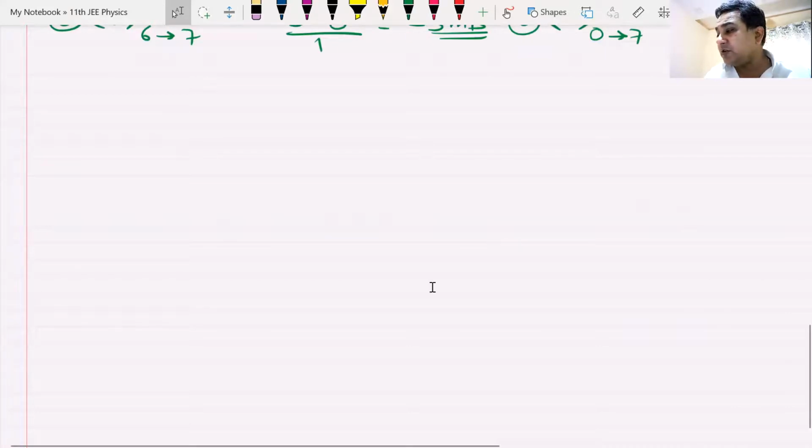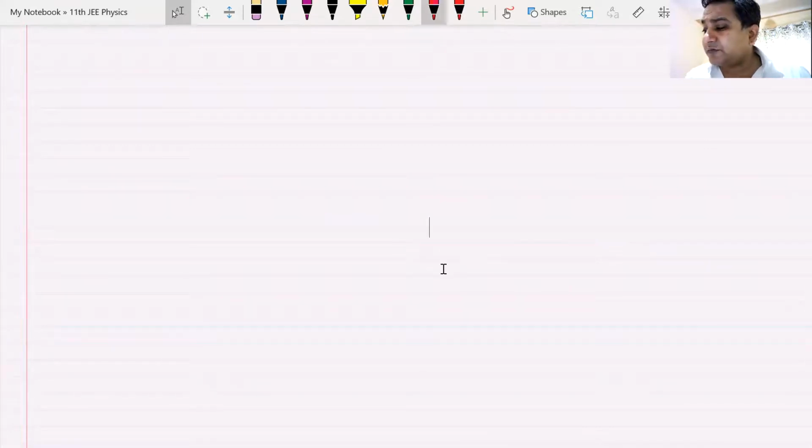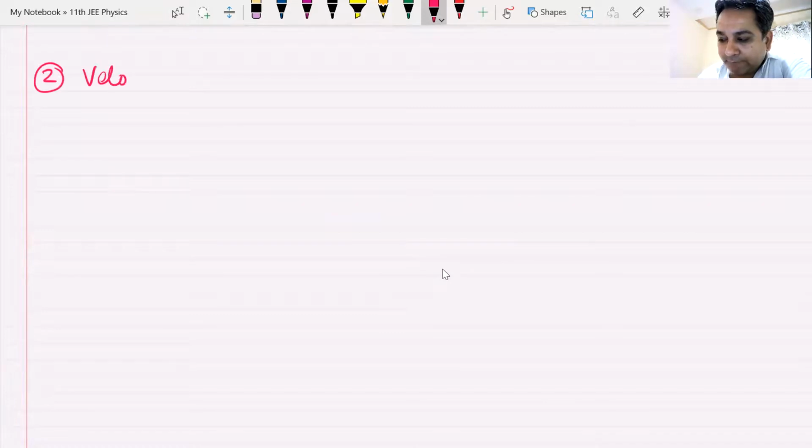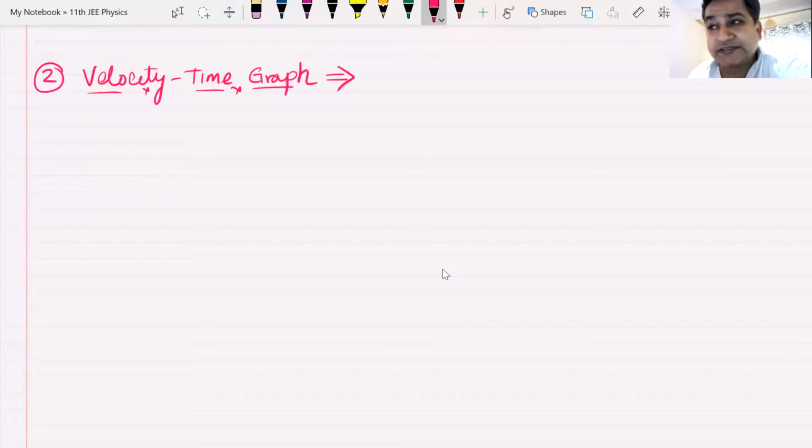And we'll now move on to the topic for today. Again, we are still in graphs. We have done just one type of graph. We shall move on to the second type of graph now. What is the second graph that we are supposed to do today? The second graph is known as the velocity time graph.